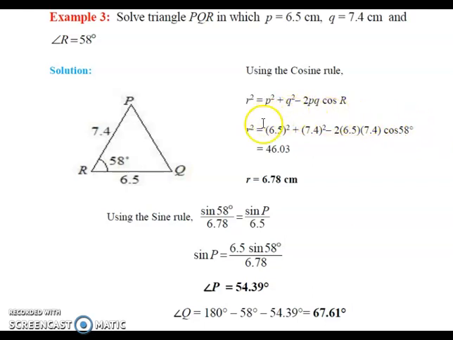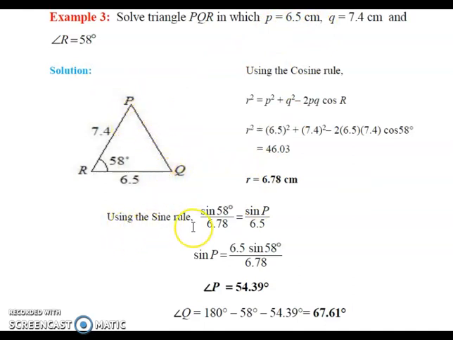After simplification, this r square value is 46.03. We need r value only, that is side r is equal to 6.78 centimeter. This is the r which is 6.78 centimeter. Now we know three sides, one angle. We have to find out the remaining two angles, capital P and capital Q.